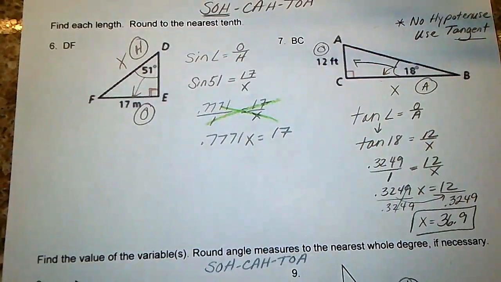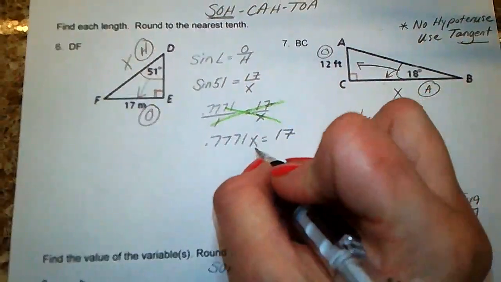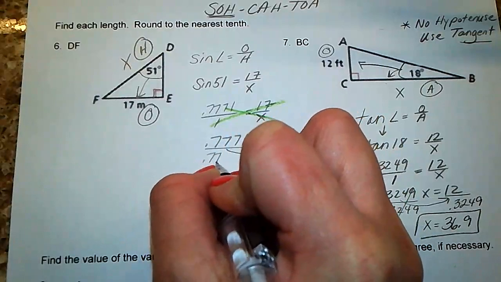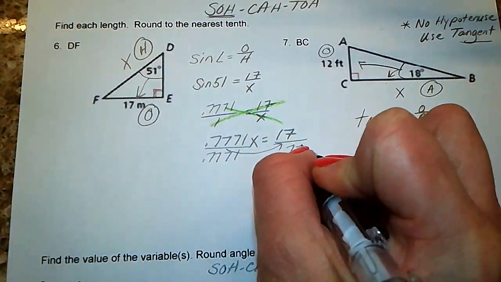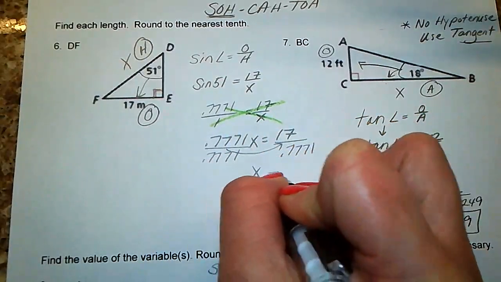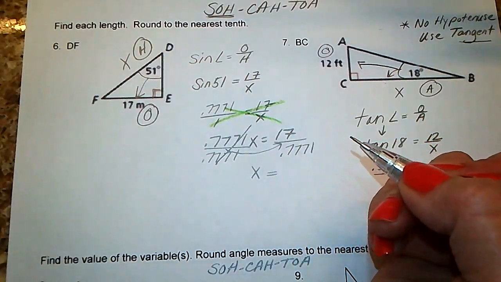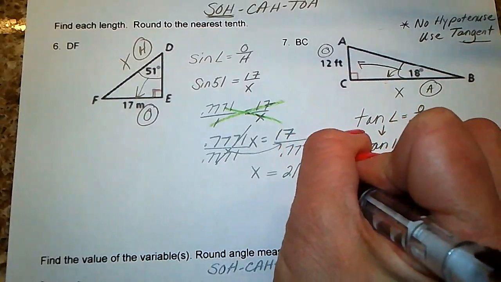Okay, looks a little different this time. But we want to get that x by itself. So just like in normal algebra, we've got to move that over to the other side. And the way we do that is by dividing. So we're going to divide both sides by 0.7771. And when we do that, we end up with our x value equaling 21.9.